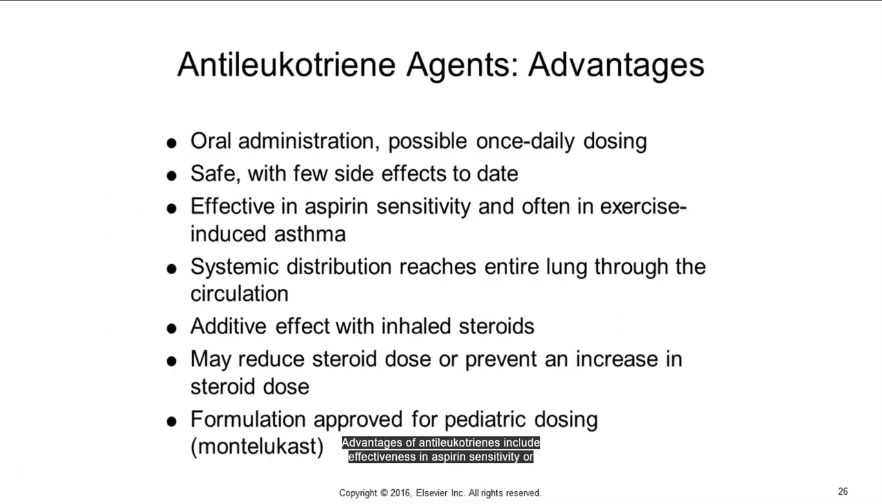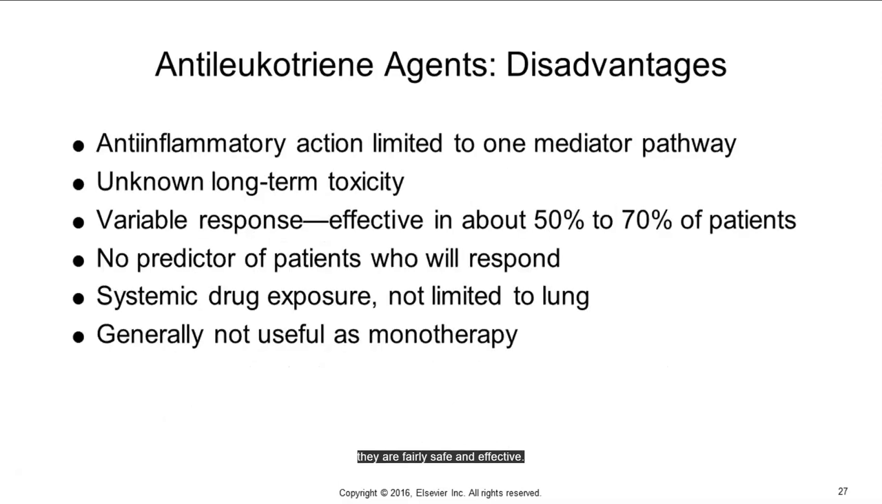Advantages of anti-leukotrienes include effectiveness in aspirin sensitivity or exercise-induced asthma, reduction in need for steroids, and they are fairly safe and effective. Disadvantages are there are no long-term studies, so toxicity is unknown, and not everyone responds. Therefore, they are not generally used as the only therapy to treat asthma.